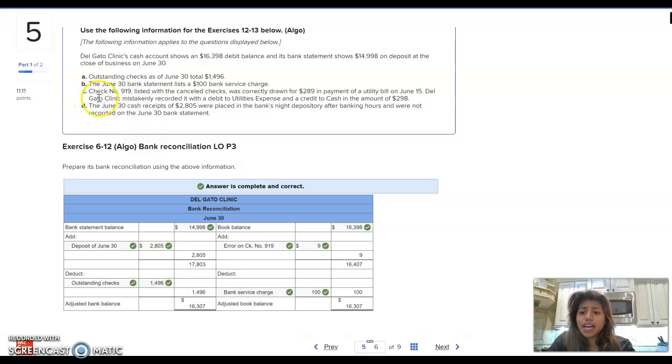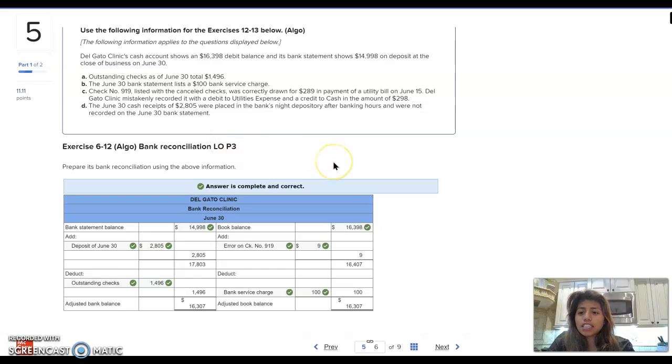Then check number 919 listed with the canceled checks was correctly drawn for $289 in payment of a utility bill on June 15th. Delgado Clinic mistakenly recorded it with a debit to utilities expense and a credit to cash in the amount of $298. So the bank recorded it correctly, but the clinic did not. So we have to solve for the difference. It's $298 minus $289, which gives us $9. And we record it right here in the book balance.